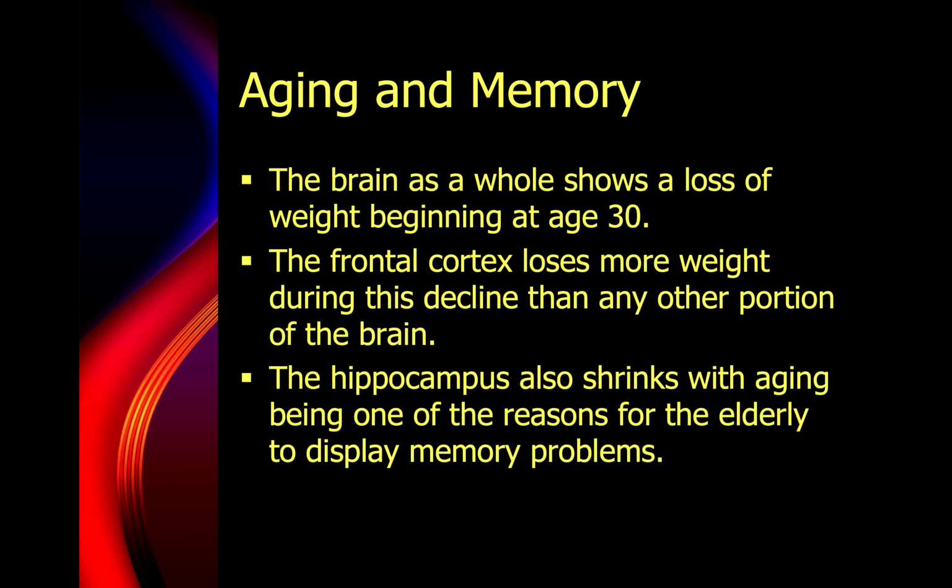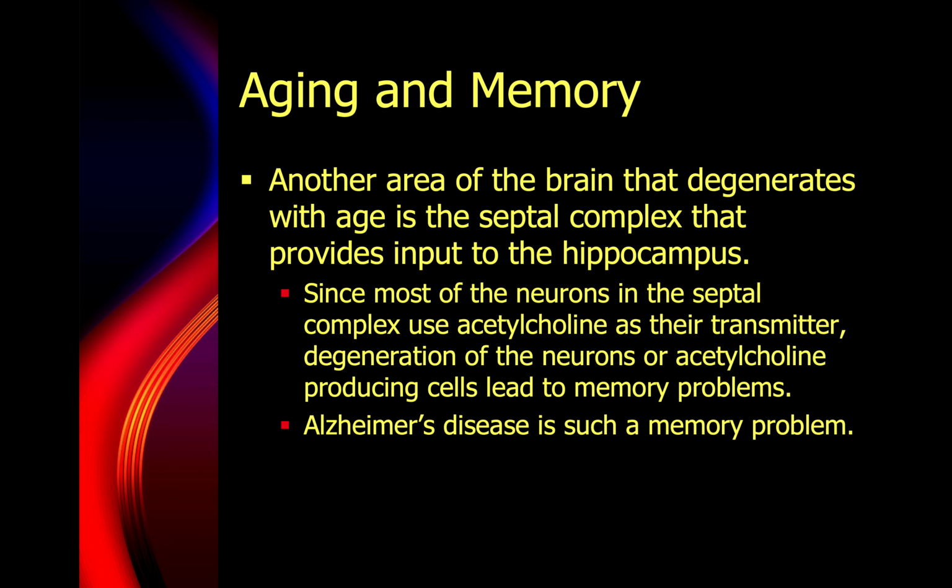The brain as a whole shows a loss of weight beginning at age 30. The frontal cortex loses more weight during this decline than any other portion of the brain. The hippocampus also shrinks with aging, being one of the reasons for elderly to display memory problems.